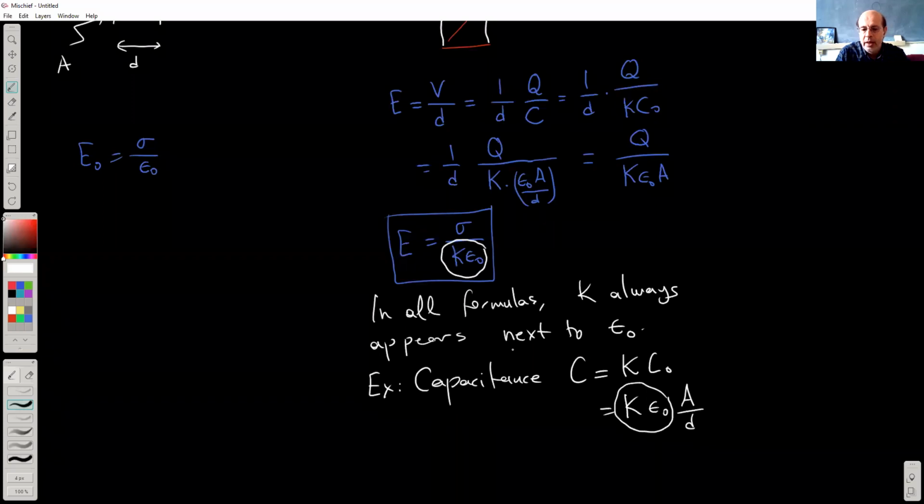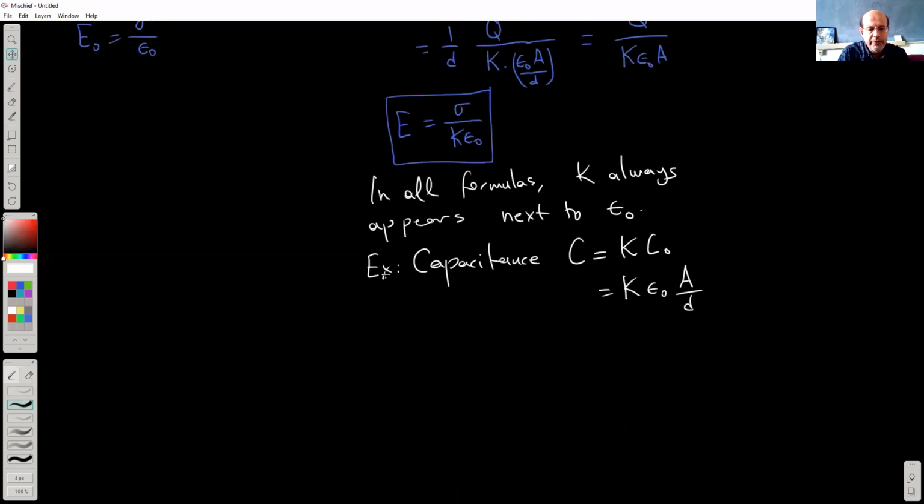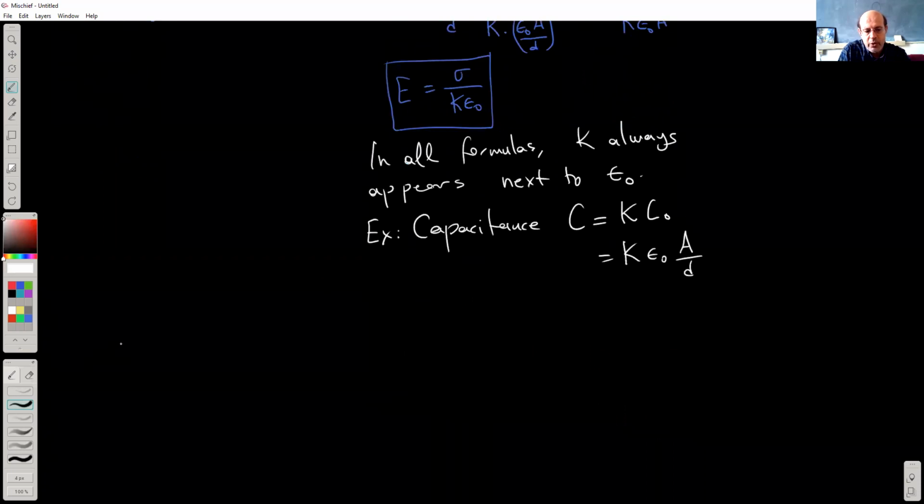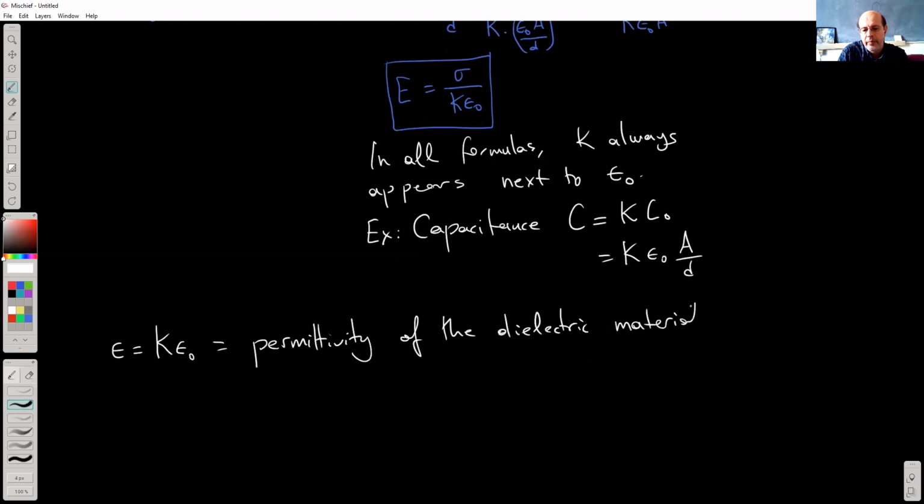Okay. So because of that, we have a new definition. We just call that product, K times epsilon 0, the permittivity of the dielectric material. Okay. So epsilon 0 is the permittivity of vacuum.